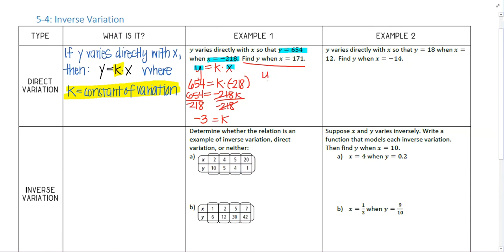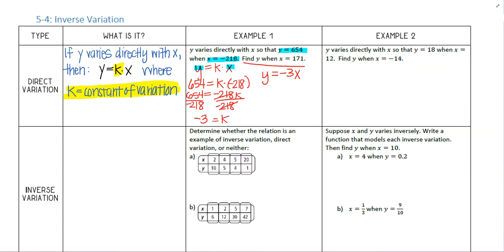So they also might have a question that says write a function that represents this variation or relation. And so that would just be plugging in the k. So this is the function representing this relation. Direct variation is always a linear function, and k is basically like a slope, and there is no y-intercept.